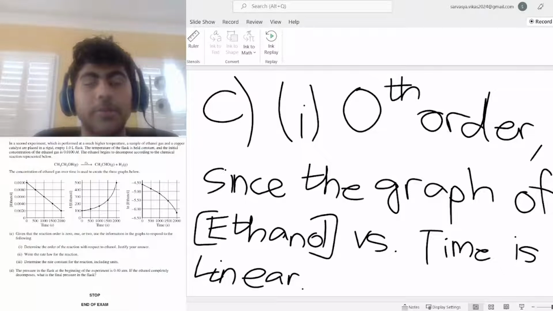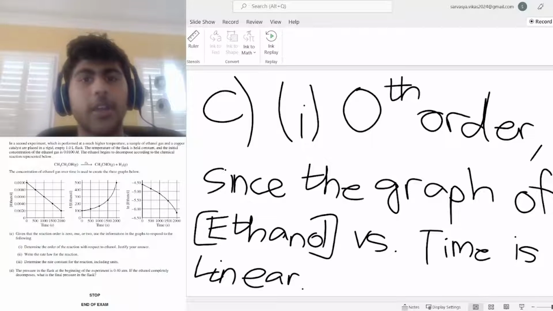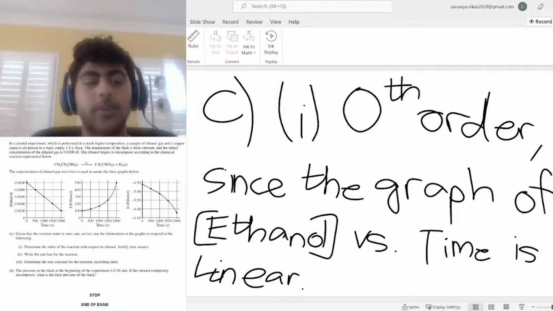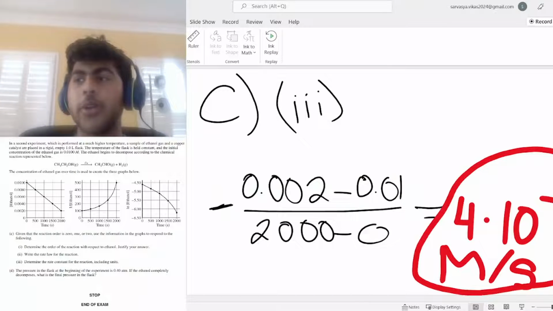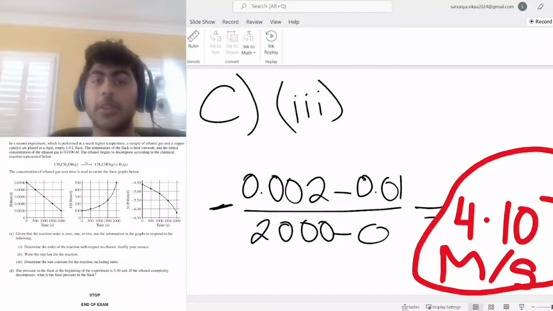Let's keep going. And we're asked for the rate law of the reaction. Well, our only reactant here is ethanol, which is 0th order, so our rate is just equal to k. That's our rate law. And then part 3, we're trying to find the rate constant for the reaction, including units.